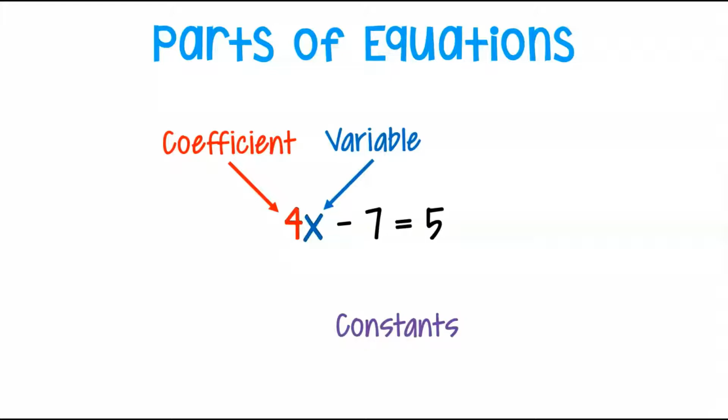Then we have constants, the numbers that do not change. That's the 7 and the 5. And the biggie, the thing that makes this an equation instead of an expression, is the equal sign, right there in the middle. It's like a balance. Whatever's on the left, the 4x minus 7, needs to equal whatever's on the right, which is 5.